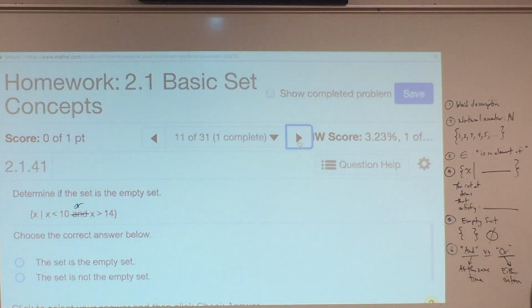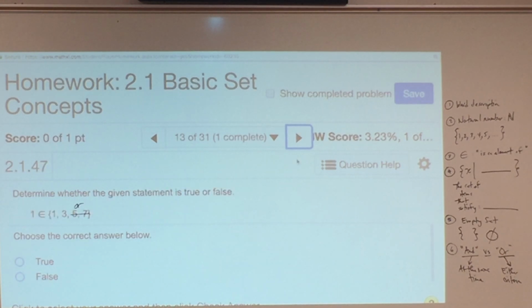We'll see ands and ors a lot, not even now, but a little bit later in the semester. Okay. So I'm going to skip number 12. Well, you can see 12 is an or, right? So that's going to be not an empty set. But anyways, you get the point.